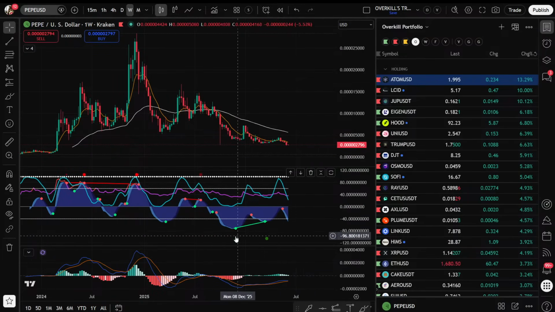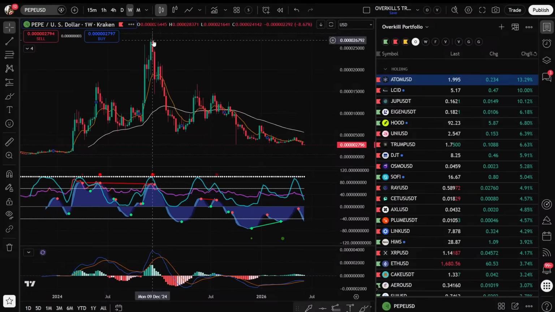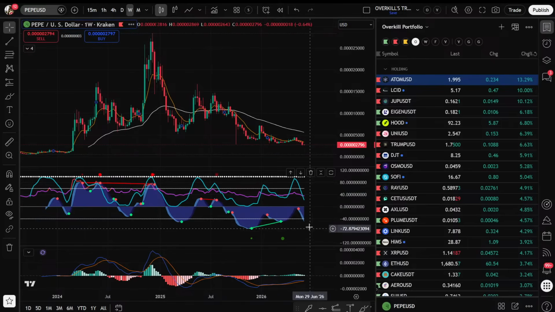We want to buy when this wave is down here on the weekly and sell when the wave is up here, given a red dot on the weekly. You can see that was a perfect sell signal up there. I mean, this thing's down in the gutter.